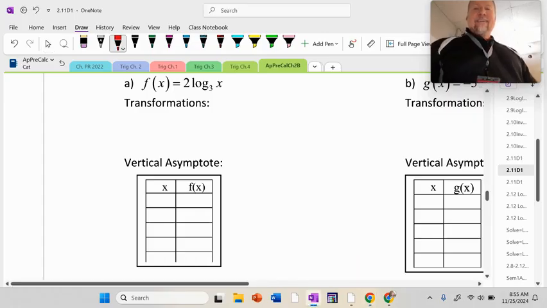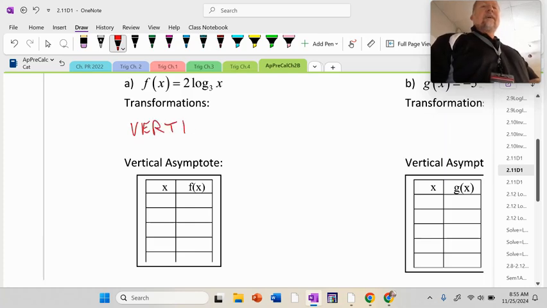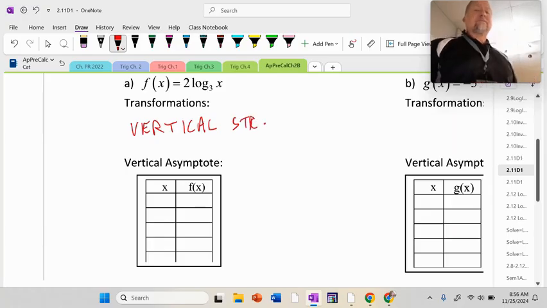All right. So, first things first, this is a vertical stretch. Okay, fine. They asked for the transformation. Sometimes I get stuck with my words. A lot of words I have to access in my brain. You know what, I forgot to ask this.